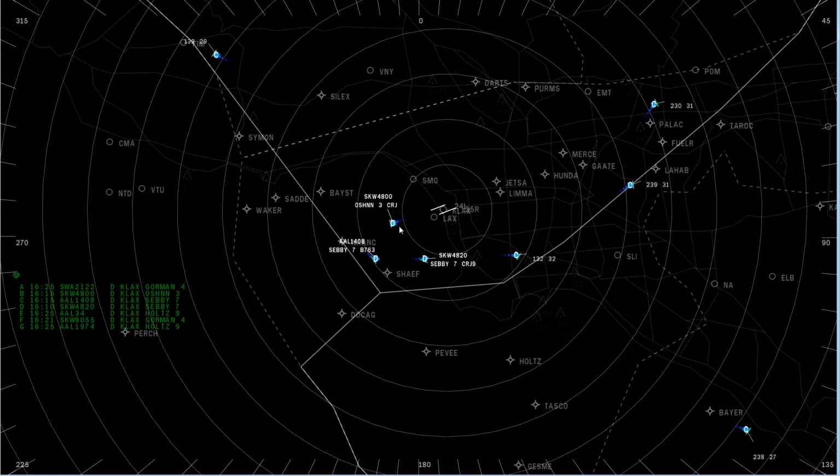SkyWest 4800 is a CRJ, and our guy here is a 767 who will have a much better climb rate than the CRJ will. So even though it looks like these guys are converging a little bit, they will begin diverging very rapidly now, and they're still nearly 4,000 feet apart.